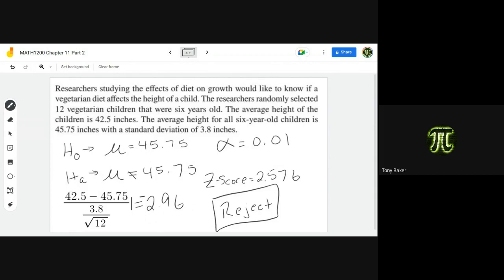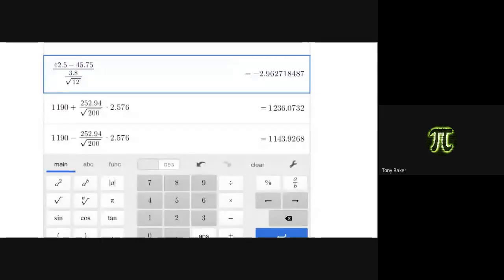No, I'm not going to do the confidence interval for this one. Okay, what number did you get? Because I got different numbers. For the 42.5 minus that number, I got negative 0.3. Negative 2.9627. Yeah. That's what you should get.